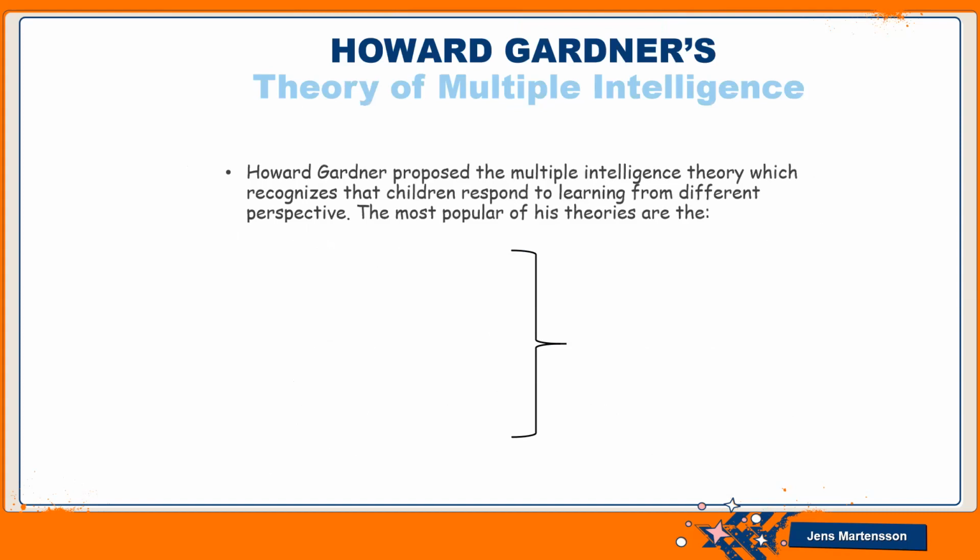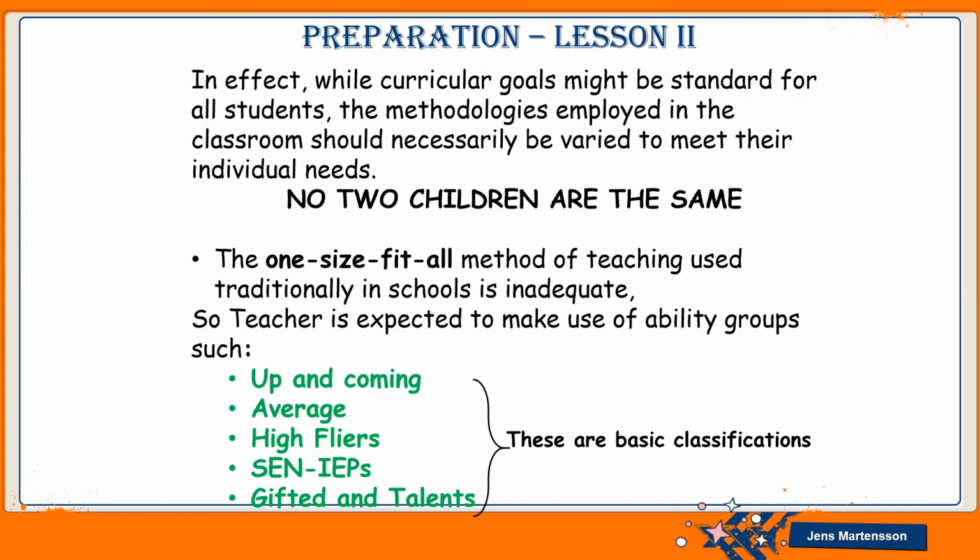So let's look at Gardner's theories of intelligence. Gardner, of course, was a professor, and he came up with these theories of intelligences. They were actually 8, but they've been grouped into 3, which I have just mentioned. We have the visual learners, the auditory learners, the kinesthetic learners. So in effect, while curricular goals might be standard for all students, the methodologies employed in the classroom should necessarily be varied to meet their individual needs.